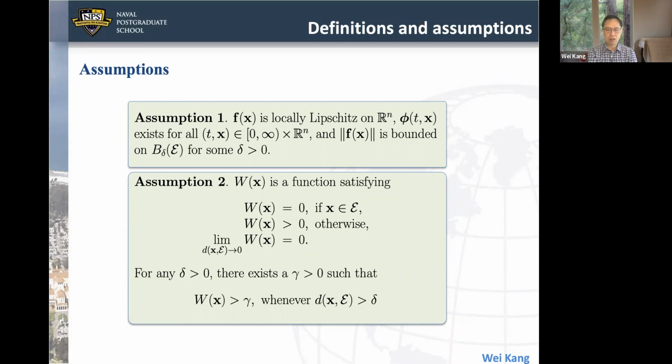stable invariant set. So for example, if you define W as x squared, the square of the two norm, then it satisfies all of these if you know the equilibrium point. So that's one obvious example, right? So these assumptions are not too hard to find.